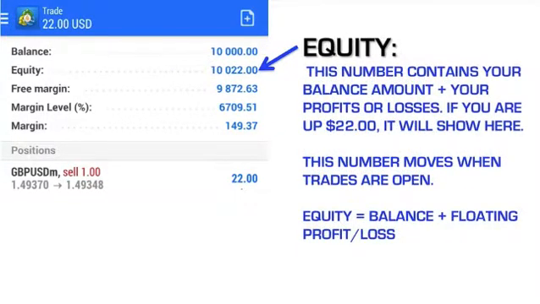Below the balance is called equity. This number contains your balance amount plus your profits or losses. If you are up $22, it's going to show it here. This number moves when trades are open. So if you actually have a trade, you see at the bottom where it says positions and you see GBP USD, that one is open currently. You see they're up $22. So that's why it now shows $10,022. It actually moves and fluctuates while you're winning or losing.